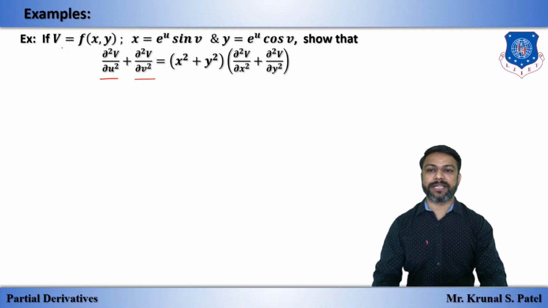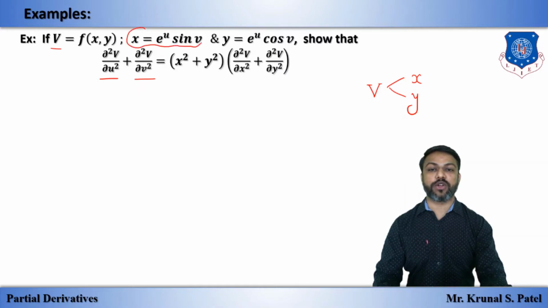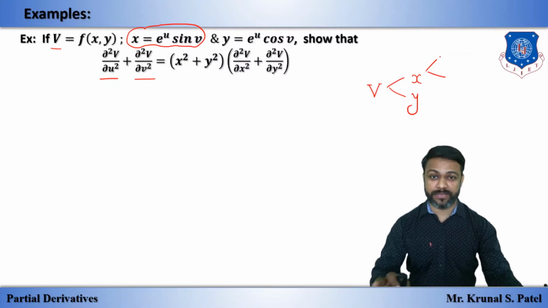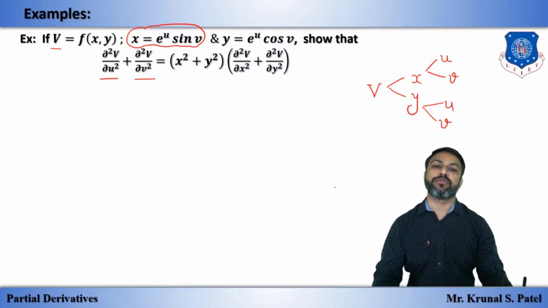So let's start with the given function. Capital V is a function of x and y. So first we will make the chart. Capital V is a function of x and y, and x is a function of small u, v. So concentrate on the variables also. That means we have taken capital V, small u, v. Okay. So x is a function of small u and small v, similarly y is a function of small u and small v.